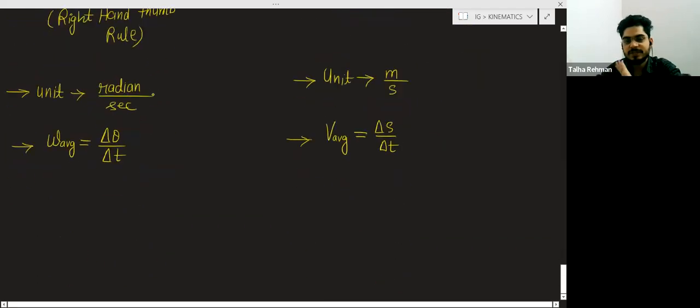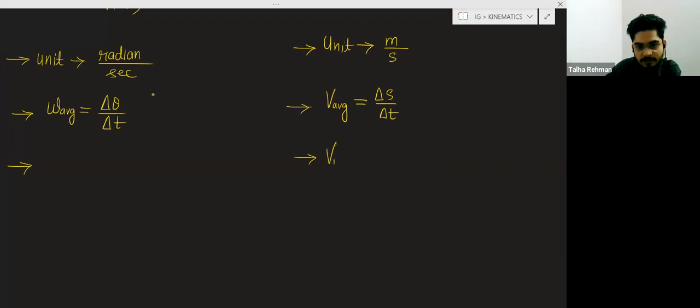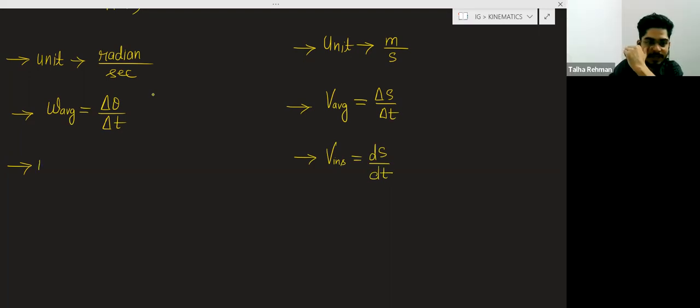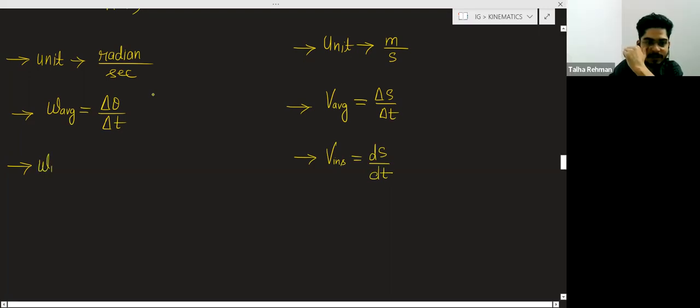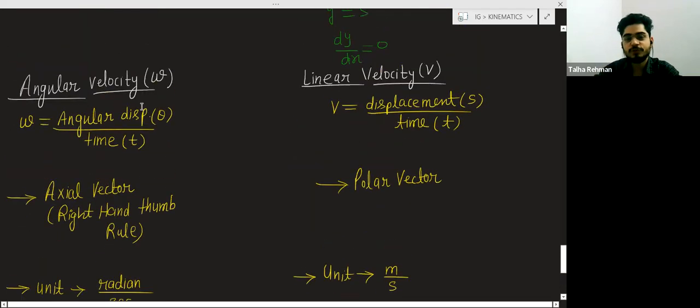I am writing the differences. What is the instantaneous linear velocity? ds divided by dt. What is the instantaneous angular velocity? d theta divided by dt. Not del. Del we will use for average. So this difference should be clear. Otherwise, always you will confuse.